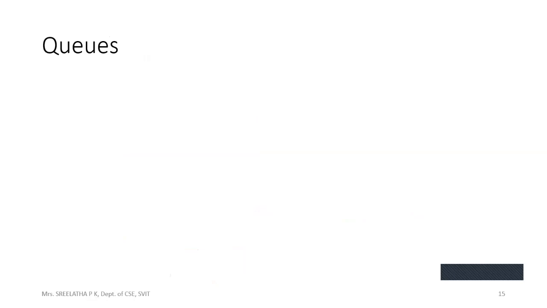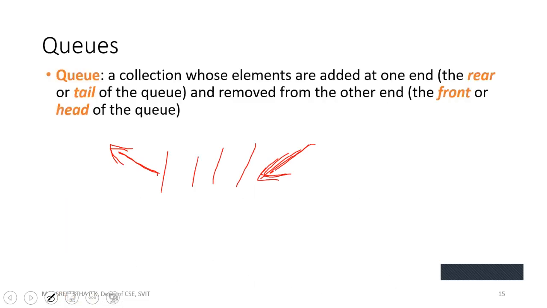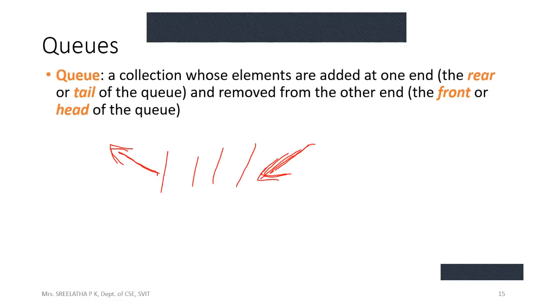There are two entries. The element is added at one end and exited from the other end. So push the element, put the element to the queue and take out the element from the queue. So two ends. It is not like stack, not only one end, there are two ends for queues. It is called the rear and the front.